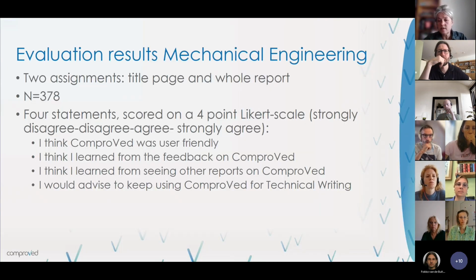And we also asked the students in this mechanical engineering course what they thought about the use of Comproved. We presented 4 statements about the 2 assignments that we had them do, so the title page comparison and the whole report. There were 378 students who actually gave their opinion on these statements, and the statements were: I think Comproved was user-friendly. I think I learned from the feedback on Comproved. I think I learned from seeing other reports on Comproved, and I would advise to keep using Comproved for technical writing. So what were the results of that?